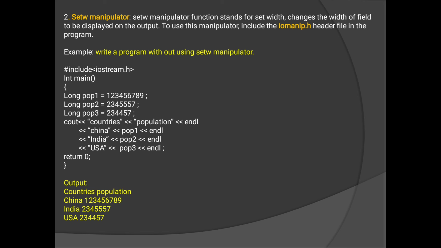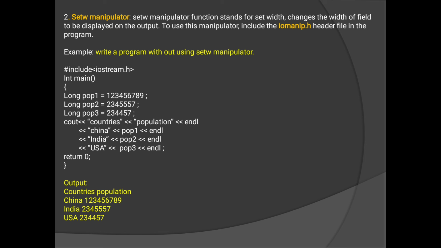All right, so as you can see in the output, countries is one column, population is another column, and under countries, China, India, and USA get printed out. Under population, the values assigned to pop 1, pop 2, and pop 3 get printed out. But you can see that the output is not structured properly. There is no gap between the countries column and the population column, right? So how do we set this correct?